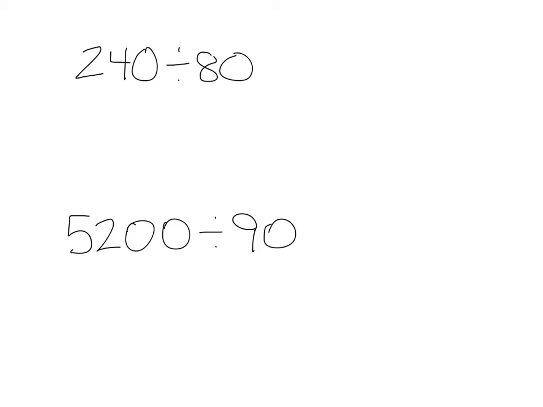Pause the video and see if you can work these two out. Remember to use the shortcut if there's not a remainder. If there's a remainder, don't use the shortcut. In the first one, since 8 goes evenly into 24, I'm going to knock off the 0 and know that this answer is 3. The shortcut made it easy.